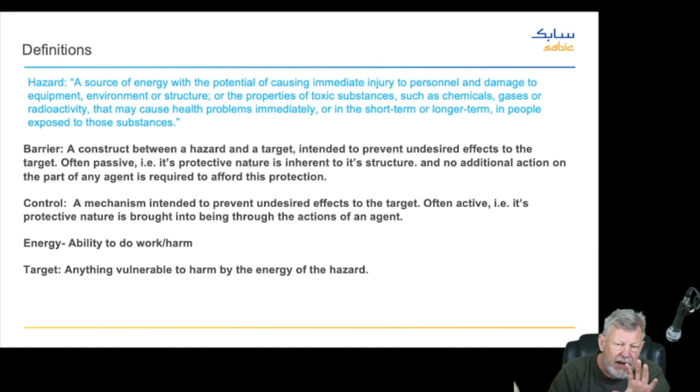A hazard is a hazard is a hazard. Whether it's a small lion or a big lion, it remains a lion. If it's a small hammer or a big hammer, it remains a hammer. That's the concept that we're pushing through.